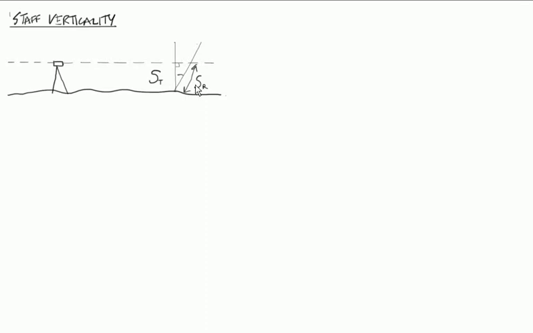So when it's vertical, it gives you the true value. Anything other than the vertical is going to give you a staff reading bigger than the true value, a higher staff reading. So let's put some numbers into that.